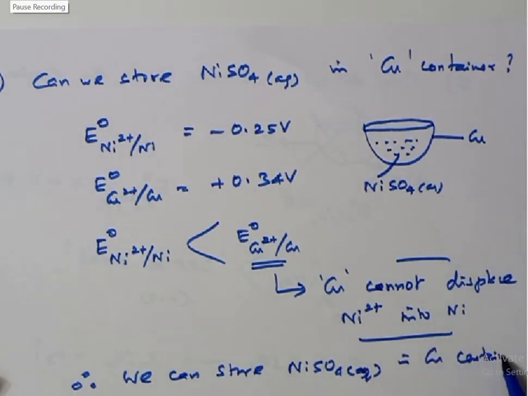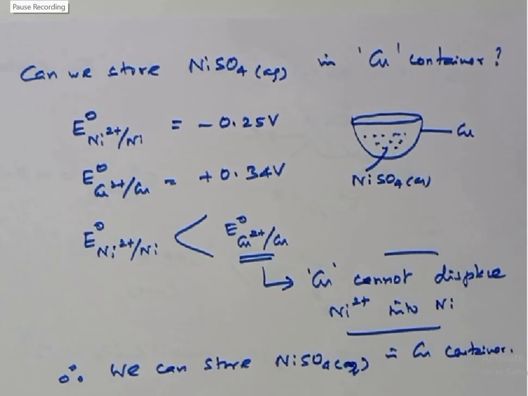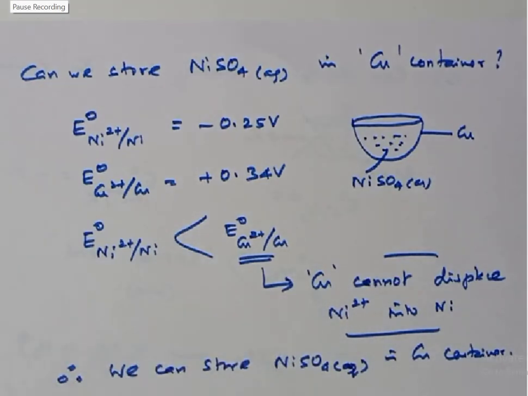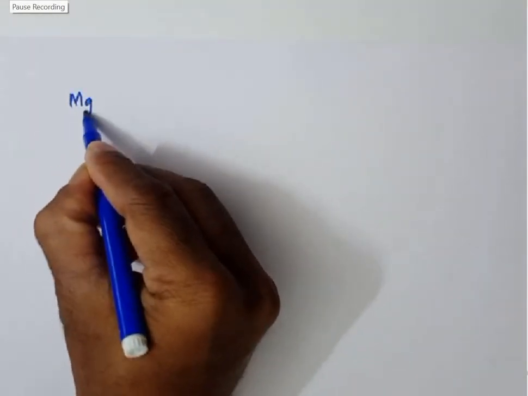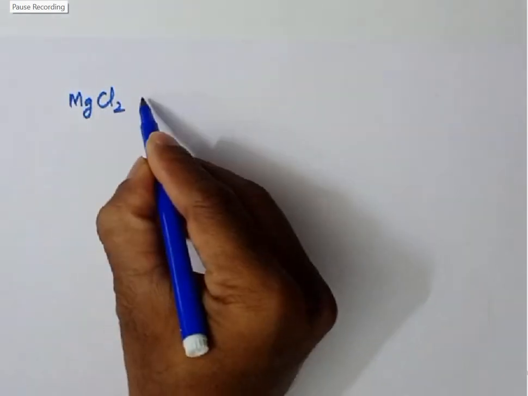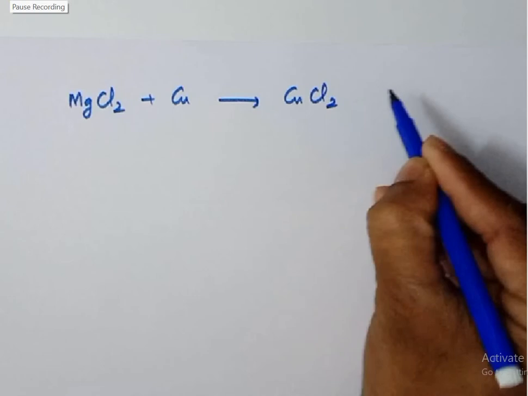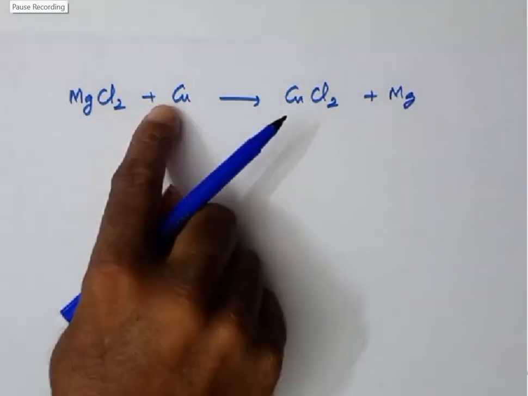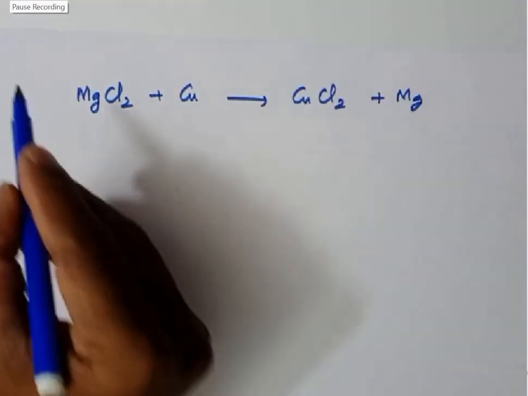Is this clear? Students, is this clear? Yes, sir. If the value is less, you cannot store. That's the point you should keep in mind. Then will the reaction occur or not? I'll take magnesium chloride and I'll put copper. Can copper displace magnesium ion into magnesium? Does this reaction occur or not?